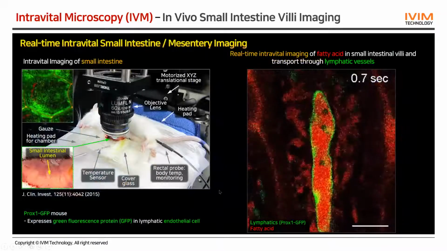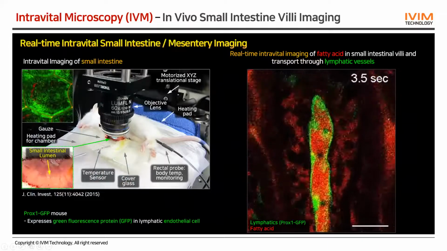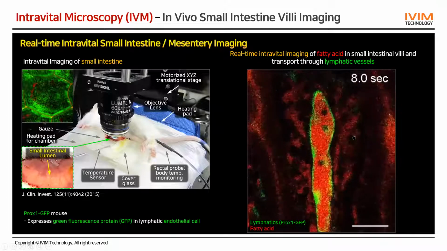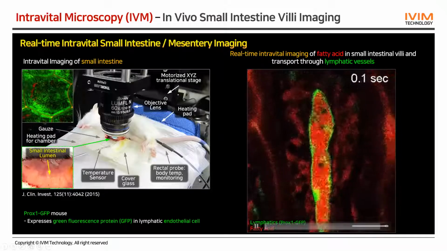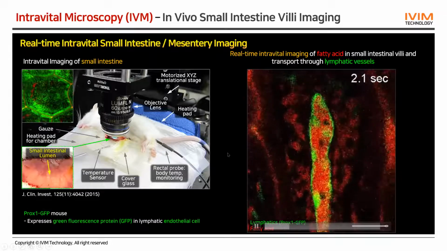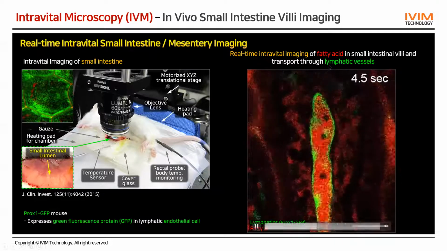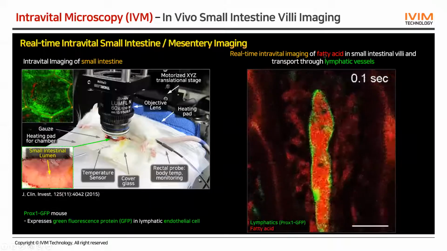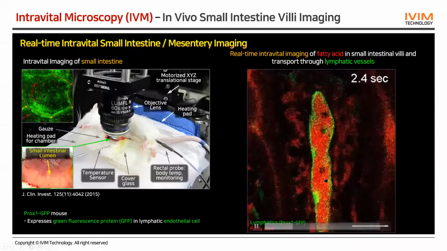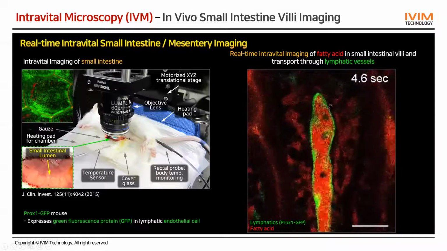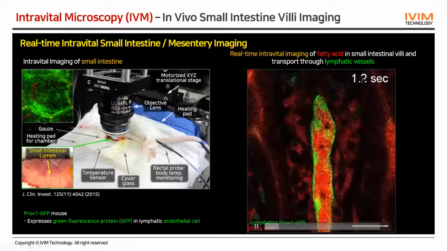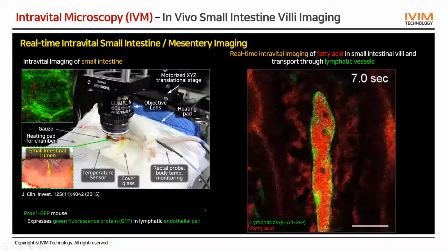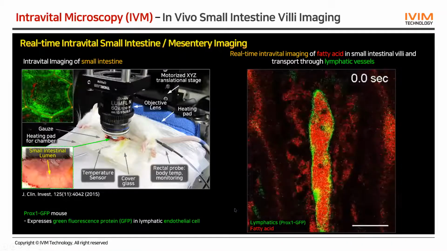And this is another example. In this case, a small part of the small intestine is externalized, and then we can see the dynamic movement of the lymphatic vessel in the villi of the small intestine. And this red color is the prelabeled fatty acid. So you can see the transport of this fatty acid through this green lymphatic vessel. This lymphatic vessel can be visualized by using this Prox1-GFP transgenic mouse.